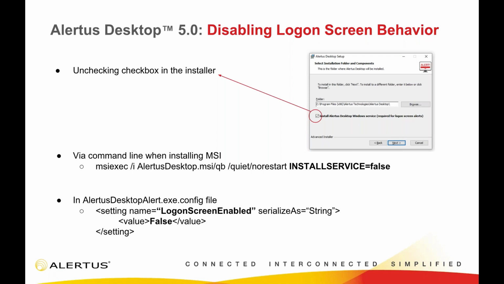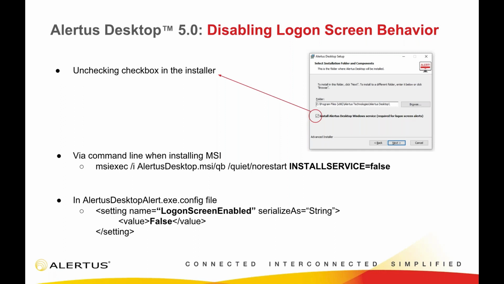You can do it from the actual installer. When you go to install that, just uncheck that box there. If you're doing this using an MSI, you can just find the install service line on that and set that to false. That way, when it installs on the computers, it's not going to install that service. You're going to get the same desktop alert functionality when someone's logged in or when they're actually utilizing the computer.